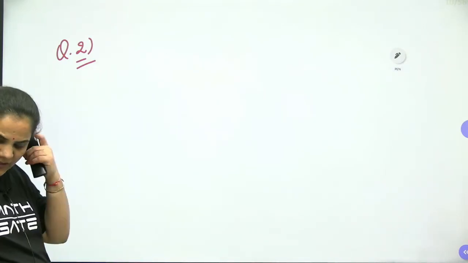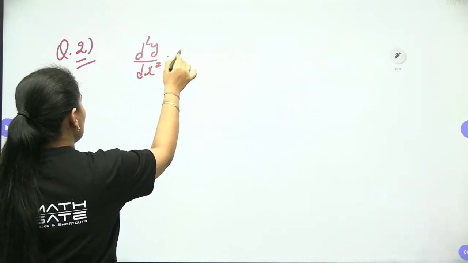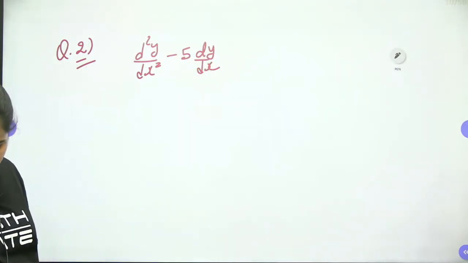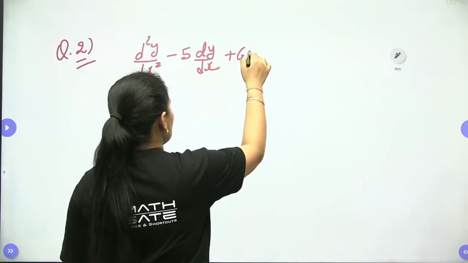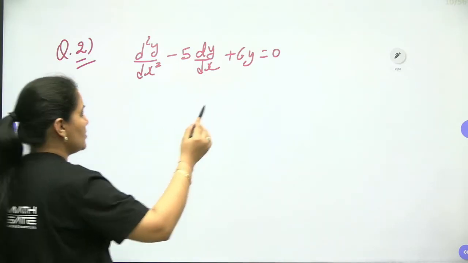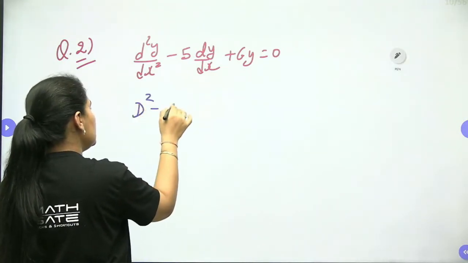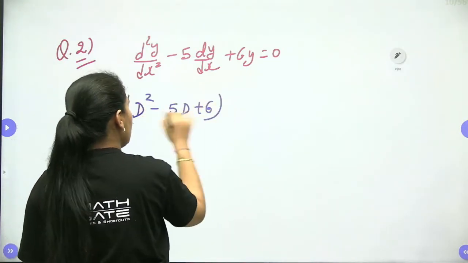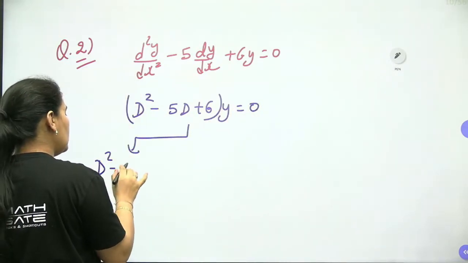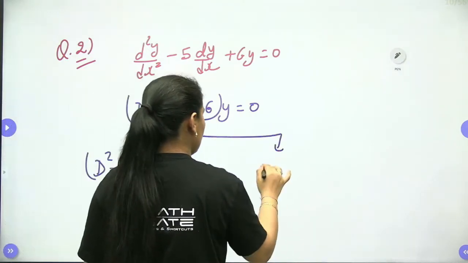So we have here the example d square y by dx square minus 5 dy by dx plus 6y is equal to 0. We have to find the solution here again. First of all, we will write down the auxiliary equation. So we can write D square minus 5D plus 6 is equal to 0. From here you have two choices. If you want, you can write the auxiliary equation in the form of D only, and if you want, you can go with m only.